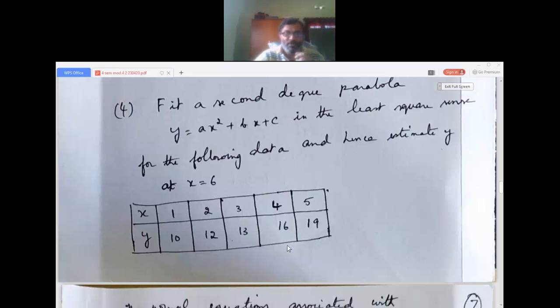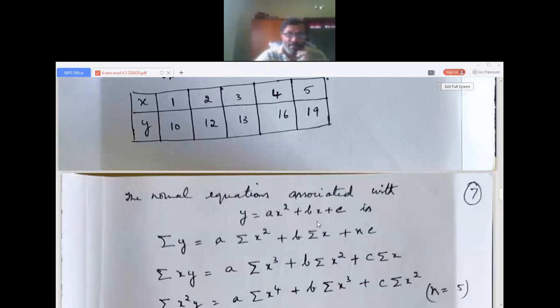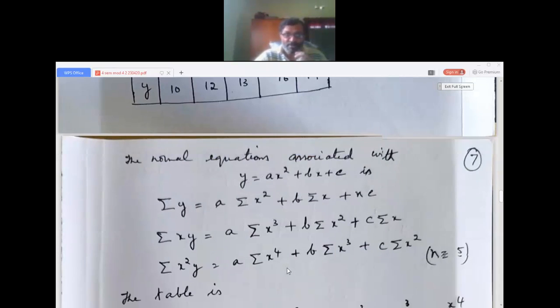The normal equation associated with y equals ax squared plus bx plus c. These three things you have to learn by heart. There are marks for this. If this is wrong, the full problem will be wrong. So sigma y, apply the summation here. Sigma y equals a outside sigma x squared plus b sigma x plus nc. Because three unknowns, three normal equations.